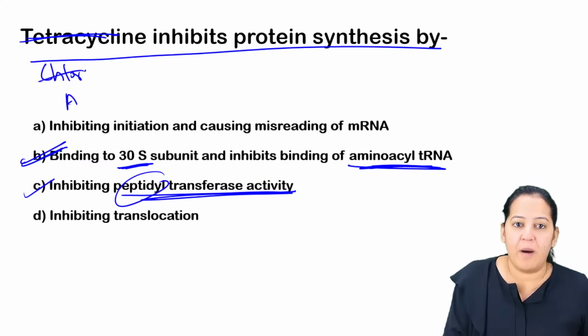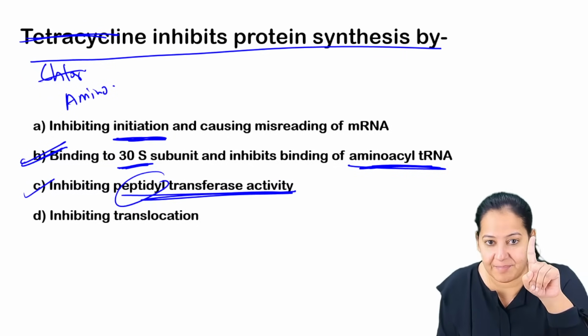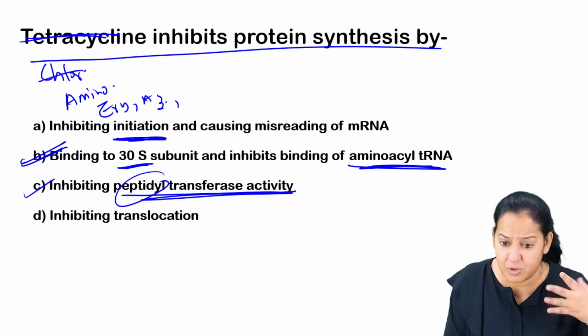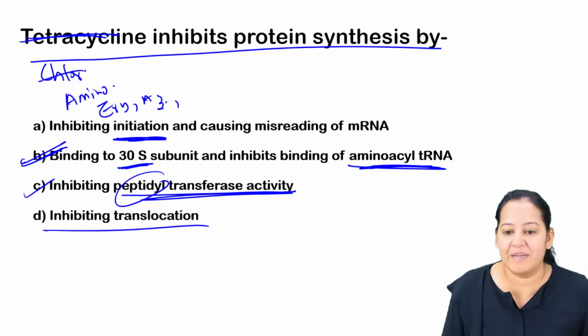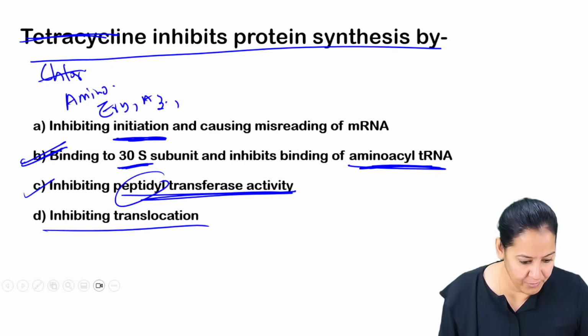If I change the question to aminoglycoside, any of the aminoglycosides, it will inhibit the initiation, A for the first step. And if I change the question to erythromycin, azithromycin, roxithromycin, any of the macrolides, the answer will be D. That is inhibiting the last step. I hope you are getting it.